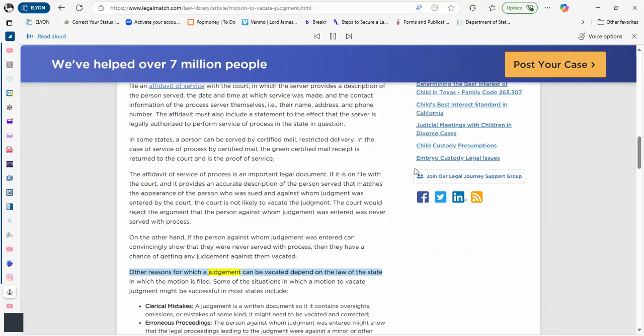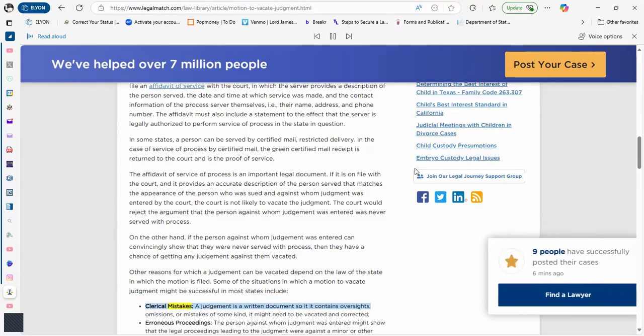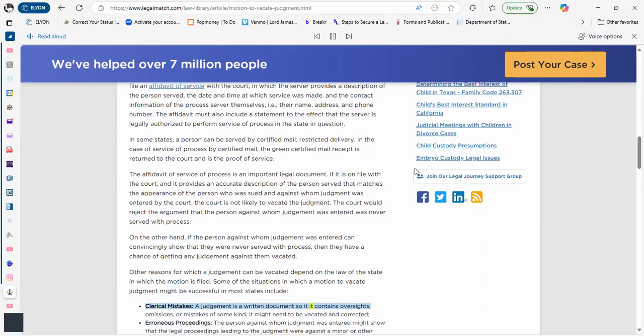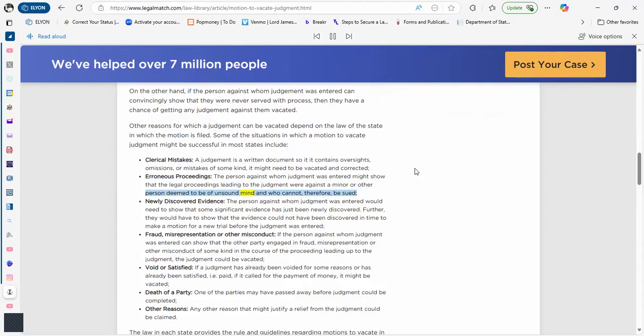Other reasons for which a judgment can be vacated depend on the law of the state in which the motion is filed. Some of the situations in which a motion to vacate judgment might be successful in most states include clerical mistakes. A judgment is a written document, so it may contain oversights, omissions, or mistakes of some kind. It might need to be vacated and corrected. Erroneous proceedings. The person against whom judgment was entered might show that the legal proceedings leading to the judgment were against a minor or other person deemed to be of unsound mind and who cannot, therefore, be sued.